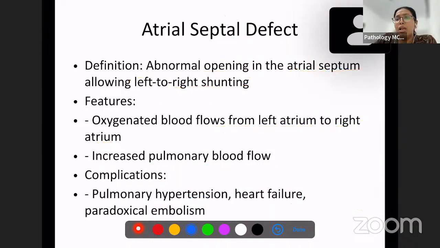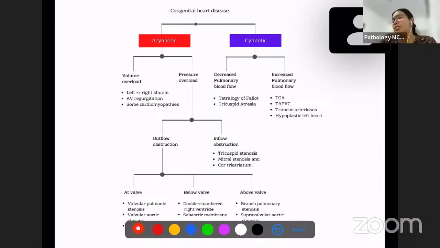Okay, so I'm going to just review a few of the congenital heart diseases, which are cyanotic and acyanotic.